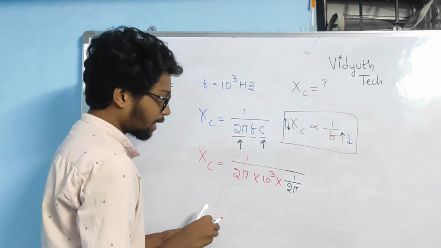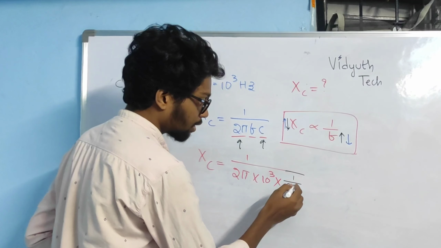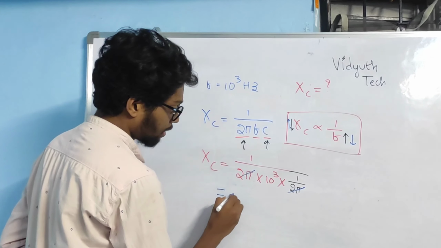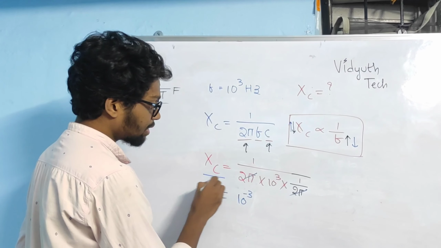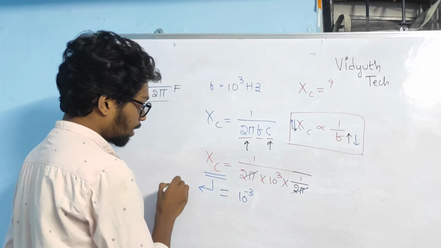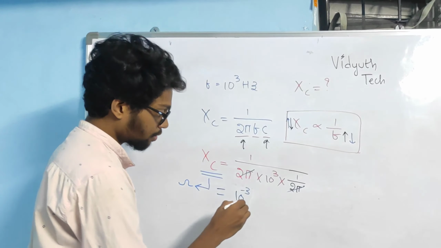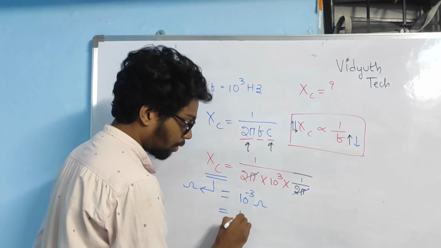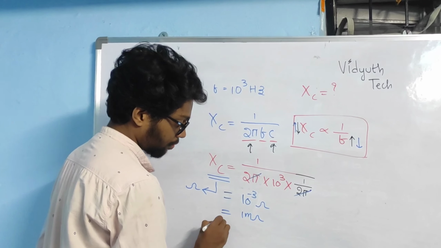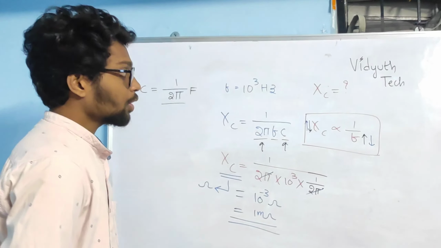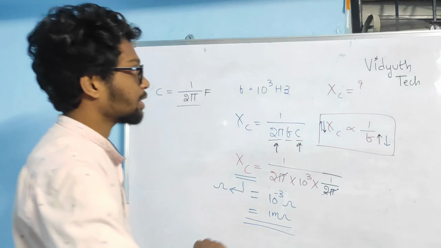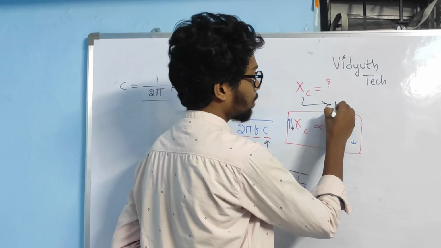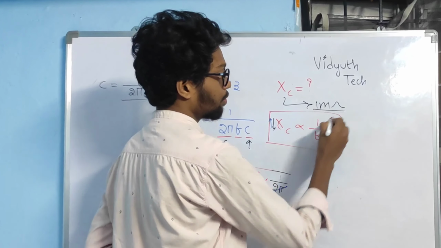Okay. 2 pi gets cancelled and you are going to get 10 to the power of minus 3. As this is the reactance, you will generally have the units of ohms. So 10 to the power of minus 3 ohms is 1 milli ohm. Okay, you have got the capacitive reactance, that is the Xc value is 1 milli ohm.